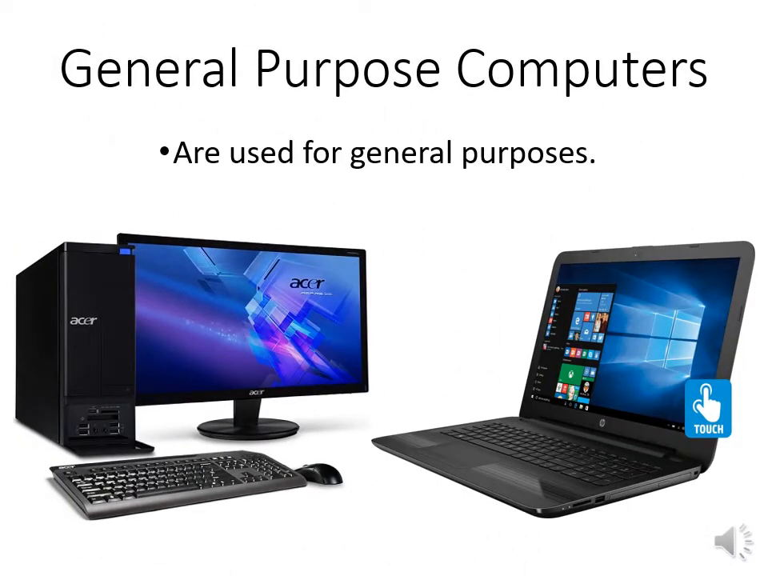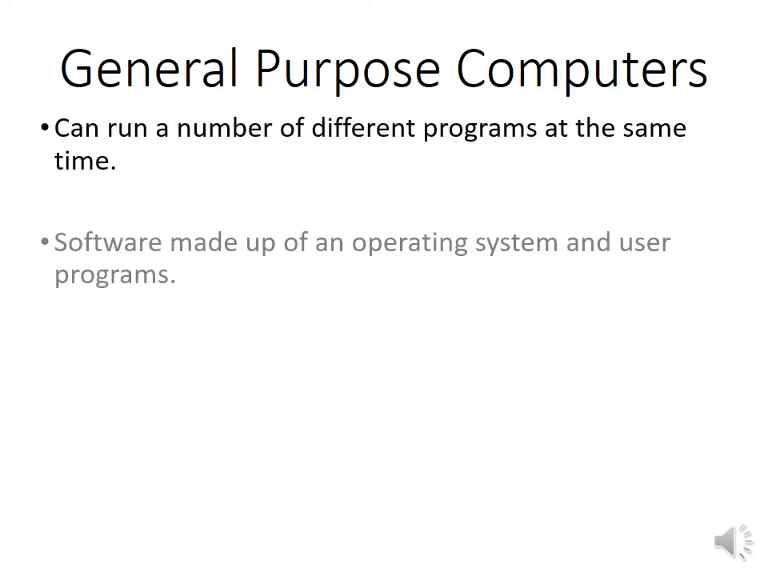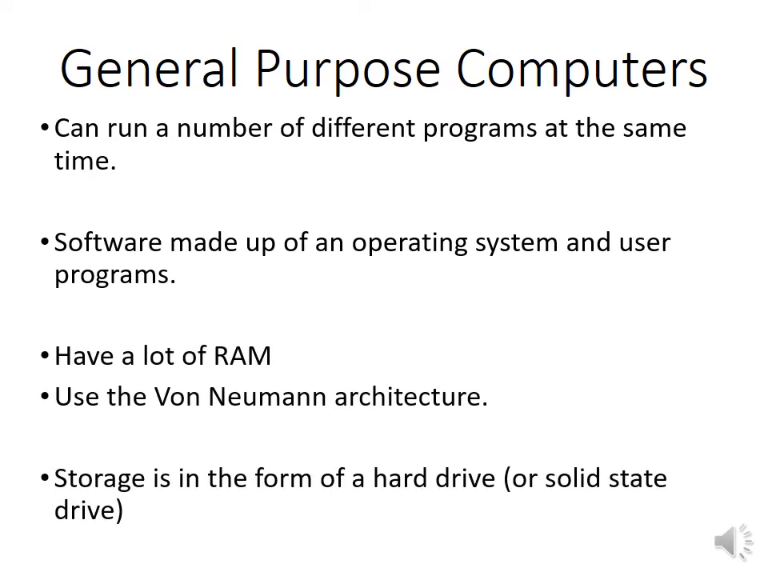General purpose computers are those computers that are used for general purposes. We can think of such applications as word processing, accessing the internet, playing games, transaction processing systems, keeping of medical records, among other things. General purpose computers can run a number of different programs at the same time.